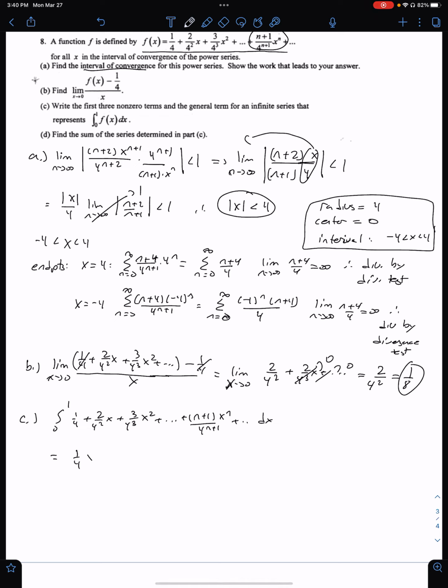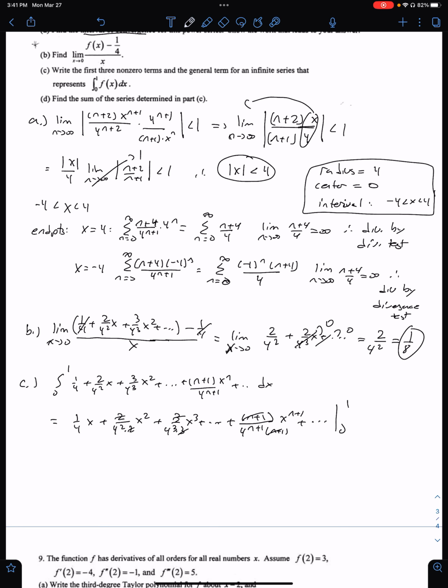And now I want to evaluate this. We would get 1/4 x plus 2 over 4 squared times 2 x squared plus 3 over 4 cubed times 3 x cubed. If you notice, all those terms are going to cancel out. Plus, if I do the same thing here, we would get n plus 1 over 4 to the n plus 1 times x to the n plus 1 over n plus 1 plus ... So all those are going to cancel out.